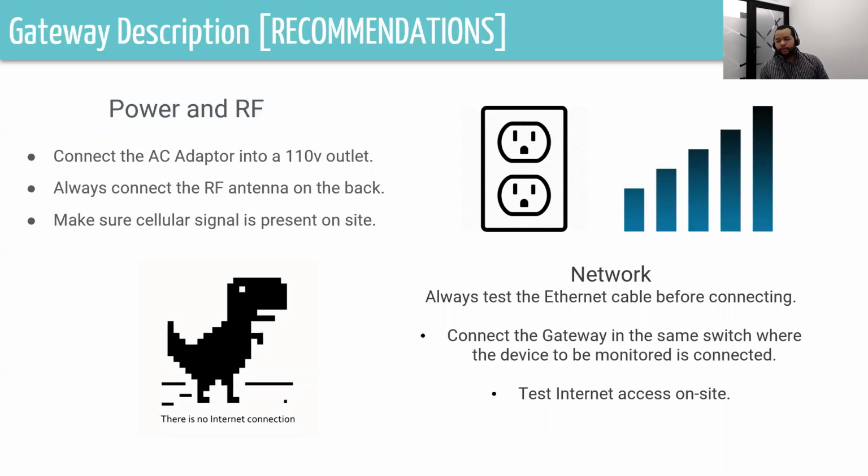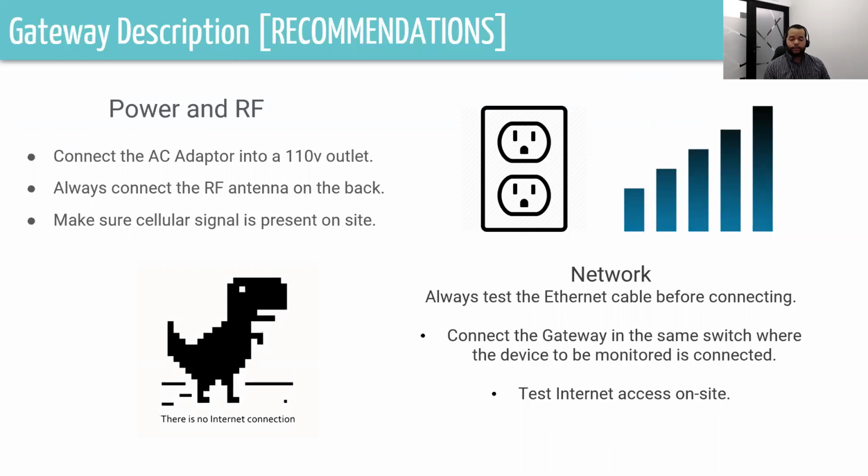On the network side, the recommendations is always test the Ethernet cable before connecting. This is very important. We have had situations where the Ethernet cable is bad and a second site visit is required to change that. So use one Ethernet cable tester before connecting it. Connect the gateway into the same switch where the device to be monitored is connected. We use Ethernet as the way to communicate with the device.